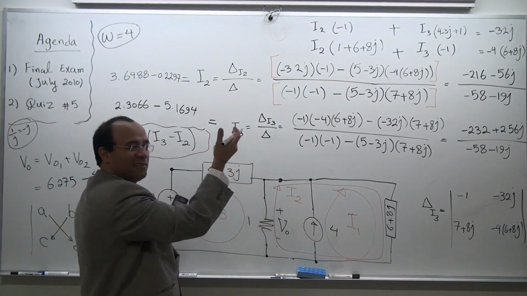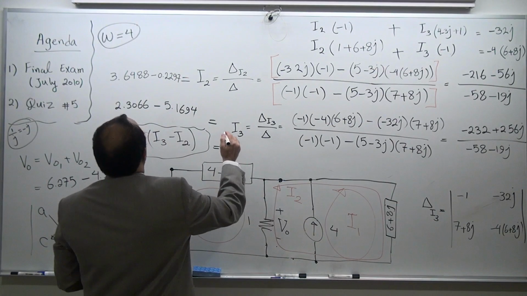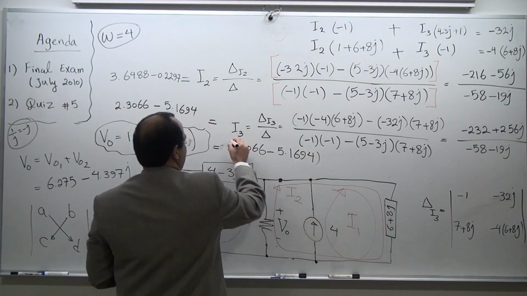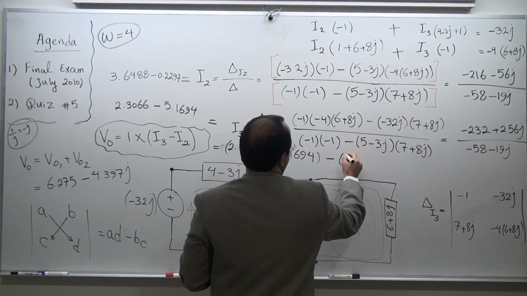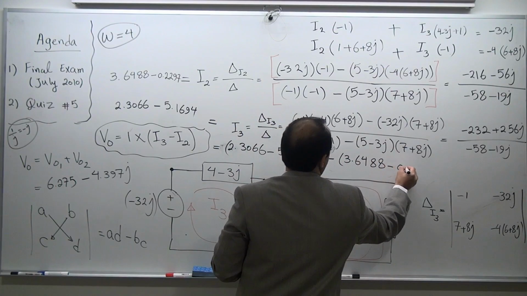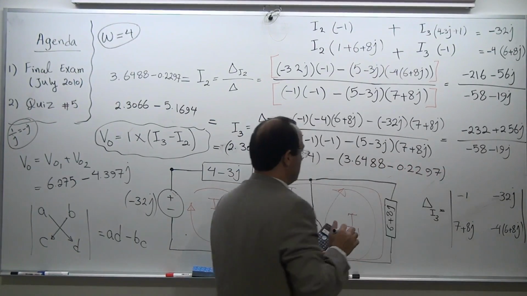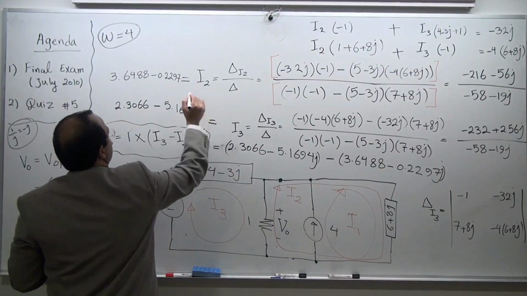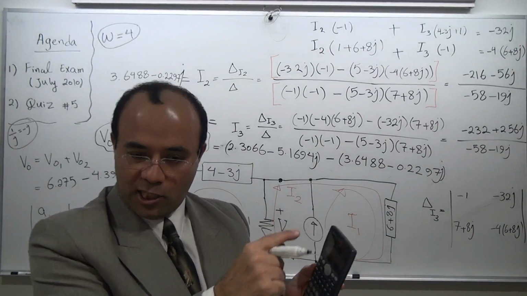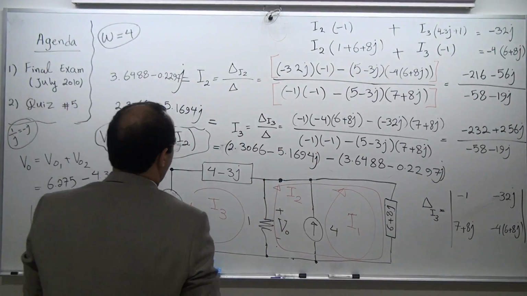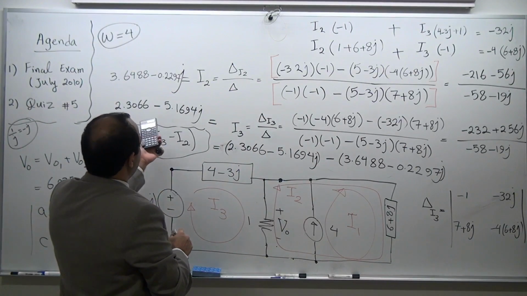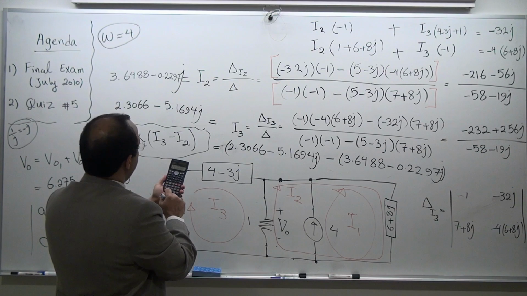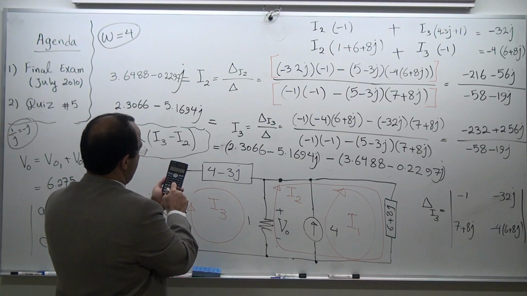That's going to be 1 times, exactly the same as the original value. That's silly, right? So let's go I3. 2.3066 minus 5.1694j. That's I3. Minus, I need to be careful, I have a minus sign. 3.6488 minus 0.2297. Oh, j. Oh my goodness. I forgot the j. When you have shift equal sign, remember, you are getting the j part. Okay. So let's do that. This is I3 minus, stored already in my calculator, I2, it's going to be 3.6488 minus 0.2297j.